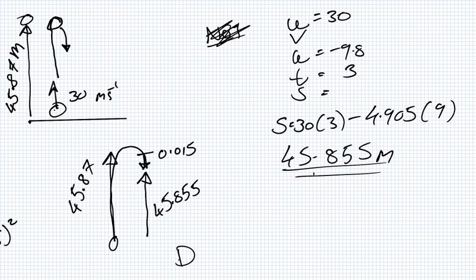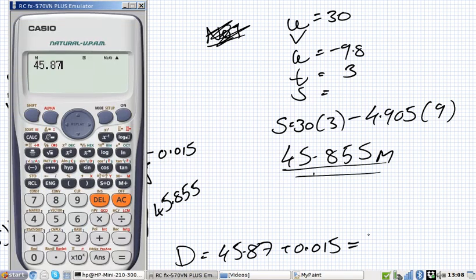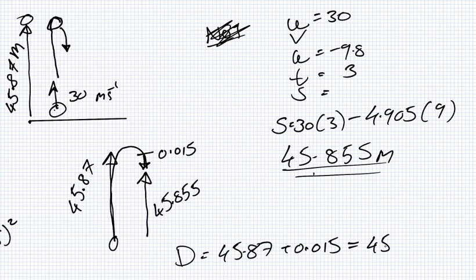So the distance travelled will be 45.87 plus 0.015. So that would be 45.89 then, we'll say. Or to three significant figures, 45.9 meters. So 45.89 here.